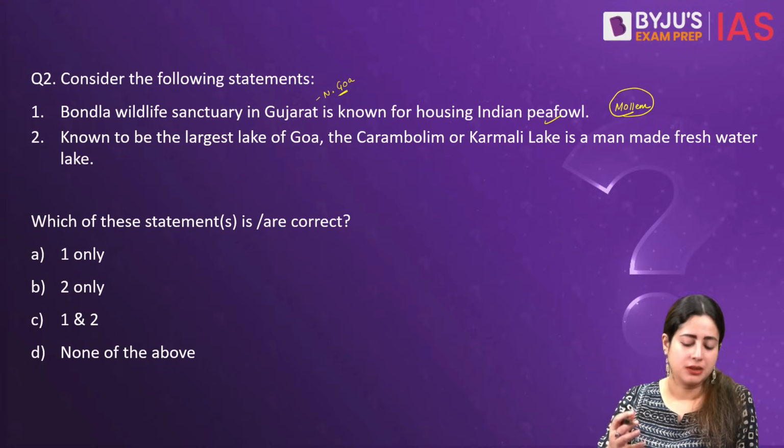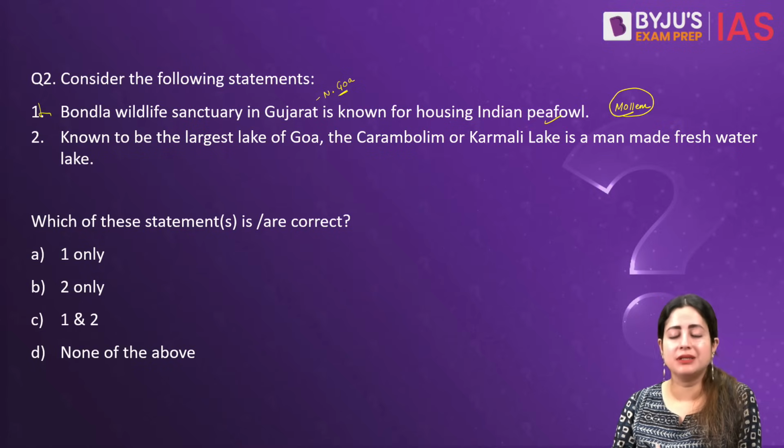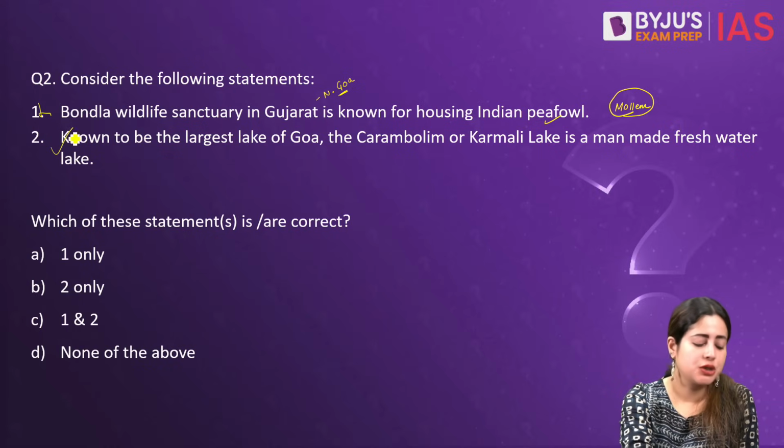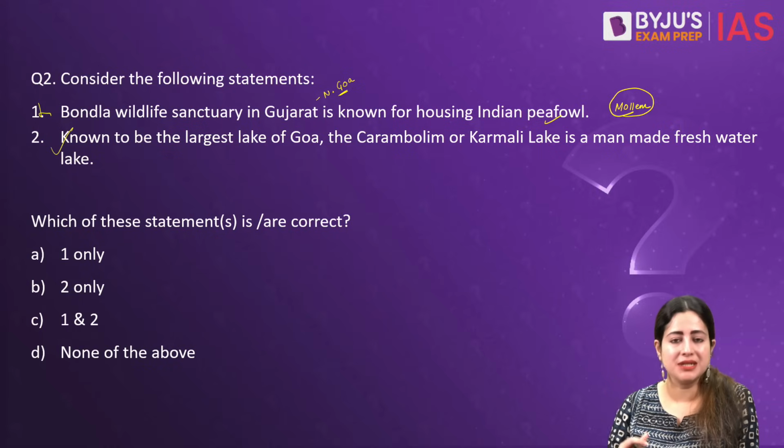So let's remember, being half correct, the first statement can be eliminated, it's wrong. And the second statement says, known to be the largest lake of Goa, the Carambolim or the Karmali Lake is a man-made freshwater lake. Indeed, that's true, because initially it was a man-made initiative, but later through constant deposition of rainwater, in fact, it's an excellent model of rainwater harvesting and sustainable water management as well.